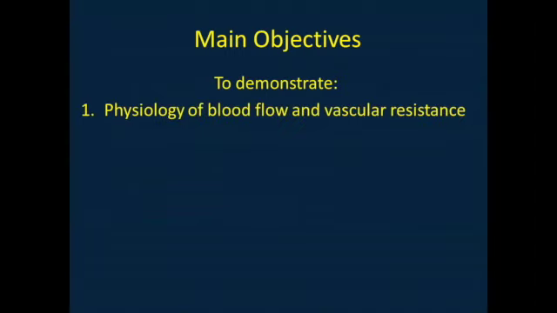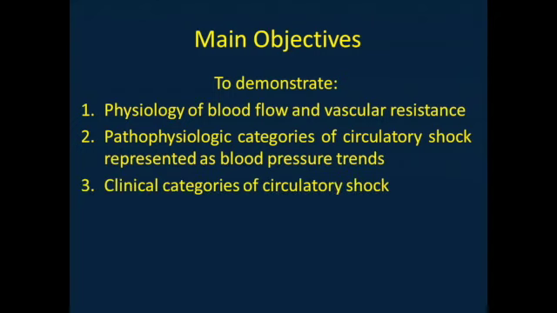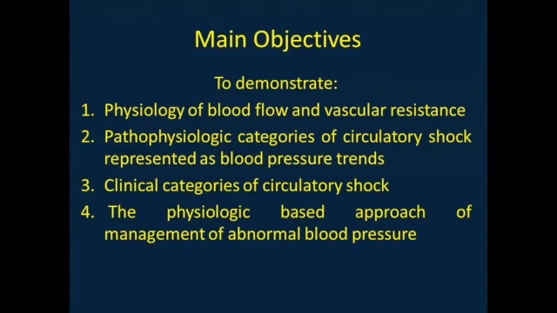The main objectives of this presentation are to demonstrate the physiology of blood flow and vascular resistance, the pathophysiologic categories of circulatory shock represented as blood pressure trends, clinical categories of circulatory shock, the physiologic-based approach, and management of abnormal blood pressure. I did not consider abnormal blood pressure as hypotension. That's one of the wrong concepts, because abnormal blood pressure in units can be high blood pressure.